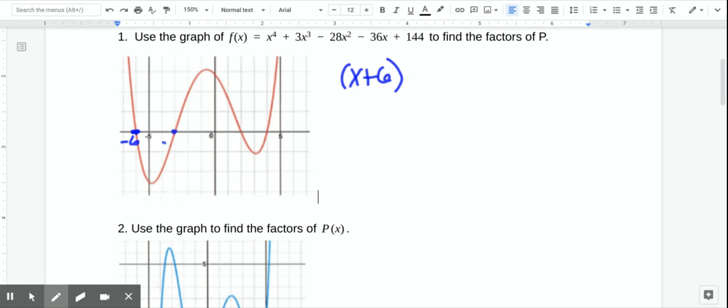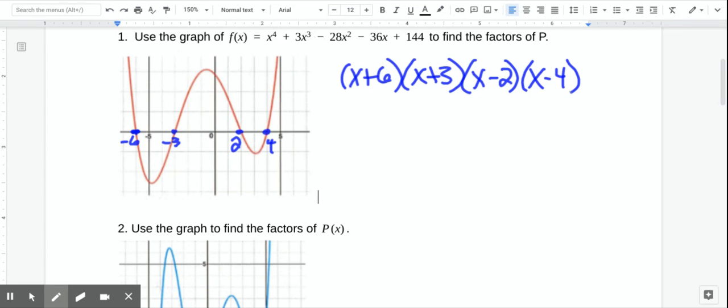Looks like we have another zero at -3. So one of the factors is x plus 3. We have another zero at 2. So we have x minus 2. And our last zero is at 4, so x minus 4. So without having to do any work, we have been able to factor this degree 4 into its 4 factors.